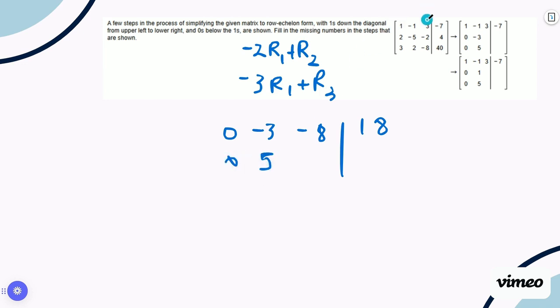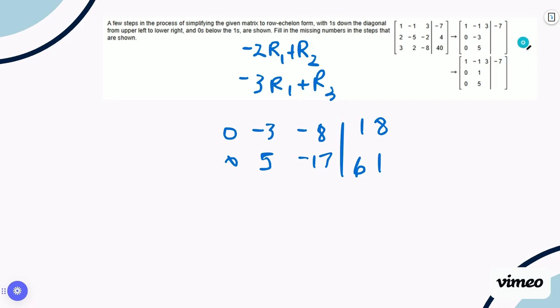Negative 3 times 3 is negative 9, plus negative 8. So negative 9 plus negative 8 is negative 17. Negative 3 times negative 7 is positive 21. 21 plus 40 is 61. Okay, so that's going to fill in these 4 spaces here.